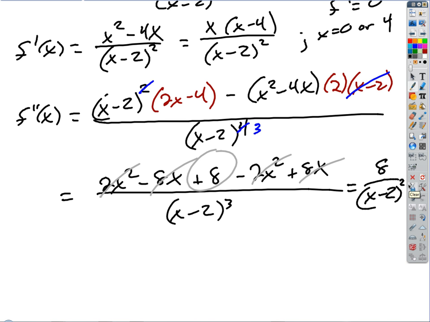Okay, so are there any critical numbers with the second derivative? Nope. And furthermore, what's the sign of the second derivative have to be everywhere? It's cubed on the bottom. Did I do that? Oh, it's cubed. Thank you. Yeah, there we go.